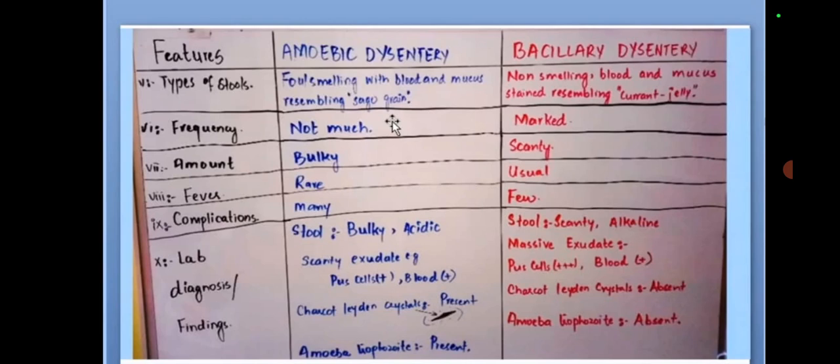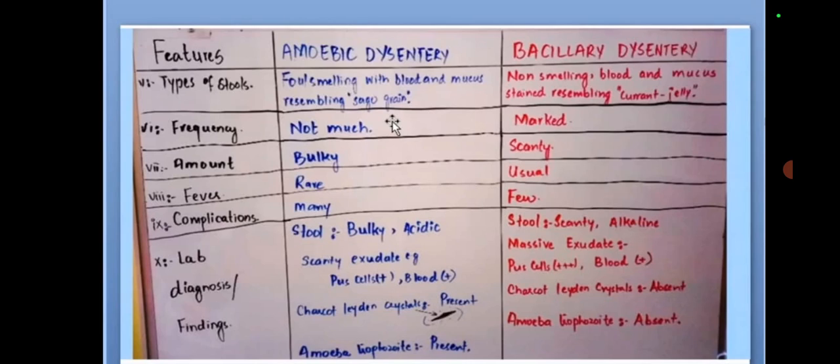In terms of amount, stool is bulky in amoebic and scanty in bacillary. Fever is rare in amoebic, while in bacillary it is usual. But amoebic dysentery has many complications, while bacillary dysentery has very few complications.